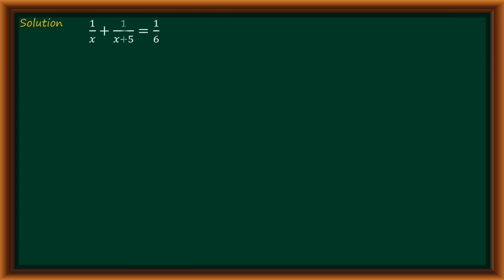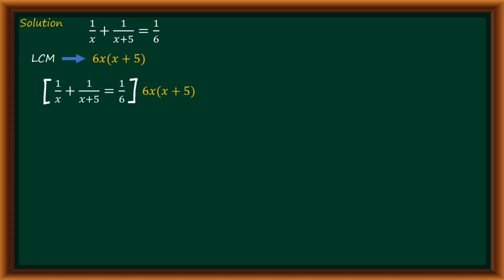For the solution, we have 1 over x plus 1 over x plus 5 is equal to 1 over 6. First, let us find the LCM. It is the product of 6x times the quantity x plus 5. Let us multiply now the whole equation by the LCM, 6x times the quantity x plus 5. It will result to 6x times the quantity x plus 5 over x. Next, we have 6x times the quantity x plus 5 over x plus 5. And then the last rational, we have 6x times the quantity x plus 5 over 6.